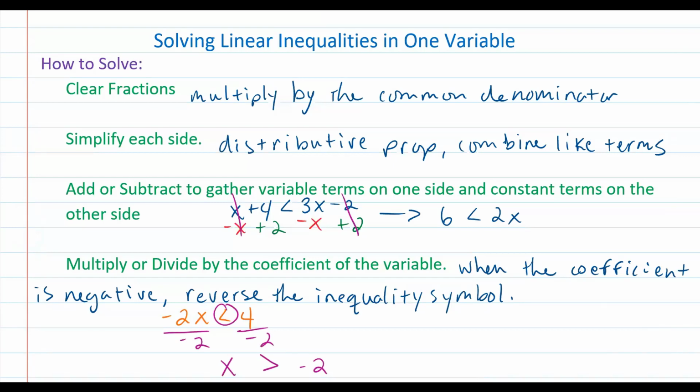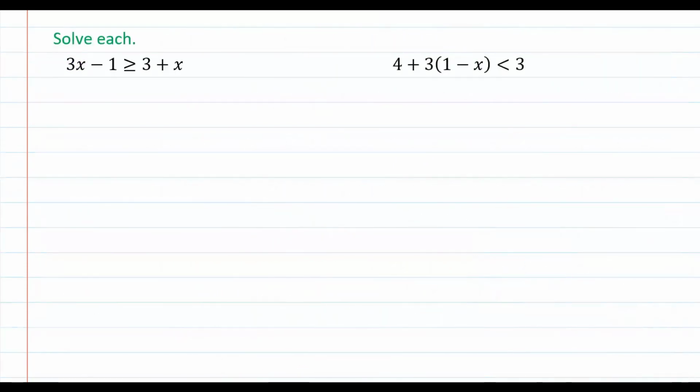than. So now what you'll notice is that almost all of these steps are identical to solving equations in one variable, except the last one. So this is the unique rule that we must apply when solving inequalities. Now let's go ahead and apply those steps in order to solve these two inequalities.